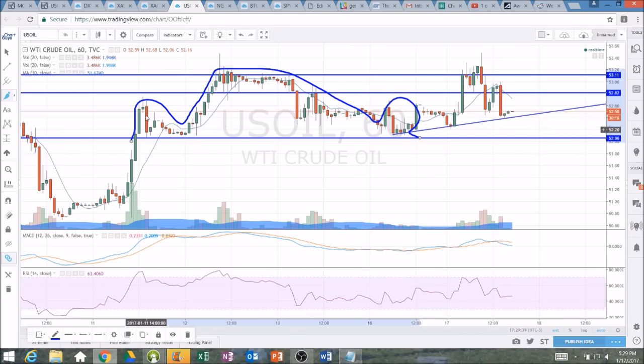52.06 was the consolidation low back here. So that was our support line. We bounced off of 52.10, never breaking that level. And then the bulls showed up with a nice push to the upside. So that's a very key support going forward, 52.06.